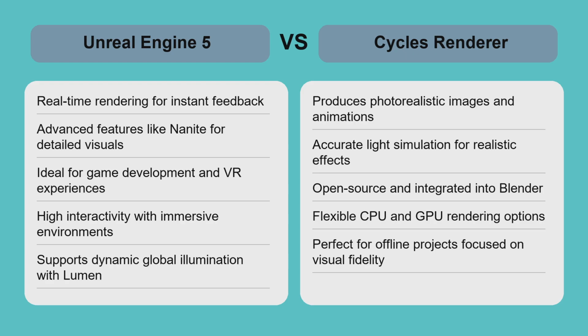Cycles, on the other hand, excels in producing photorealistic, physically accurate renders for films and still images where rendering time is less critical. While Unreal Engine 5 demands high-end hardware and a steeper learning curve, it offers unmatched speed and interactivity. Cycles is more accessible for detailed offline rendering but can be time-consuming. Choosing between them depends on your project's needs. Prioritize speed and interactivity with Unreal Engine 5 or choose Cycles for precise, high-quality offline renders.